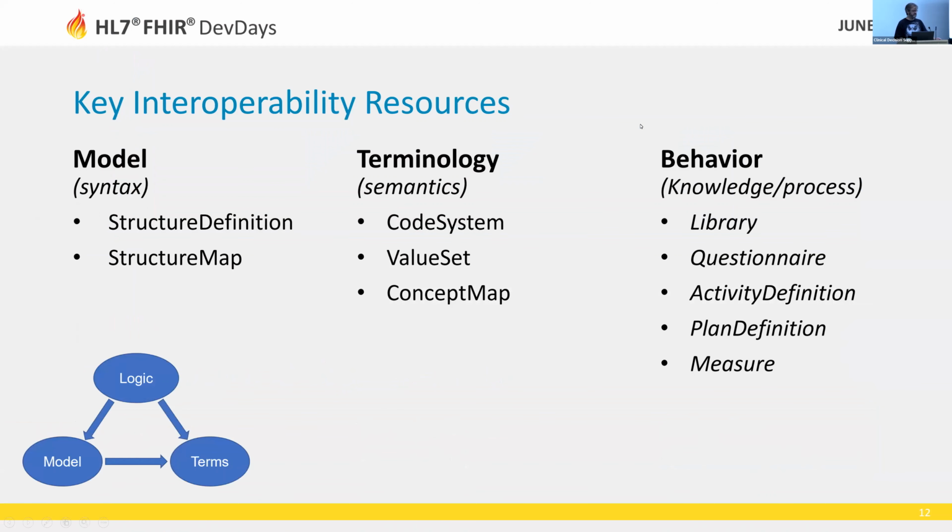So I'm going to talk more about each of those, but what we identify in that L3 column is some key interoperability resources in FHIR. On the model side, you have structure definition and structure map. These are, again, pretty vague categories, but it's useful to think of them in these terms. The model is giving us the syntax. The terminology is giving us the semantics. In the terminology resources, you've got code system, value set, and concept map. And in the behavior side, you have library, questionnaire, activity definition, plan definition, and measure. These are patient-independent artifacts that allow you to represent behavior within FHIR.